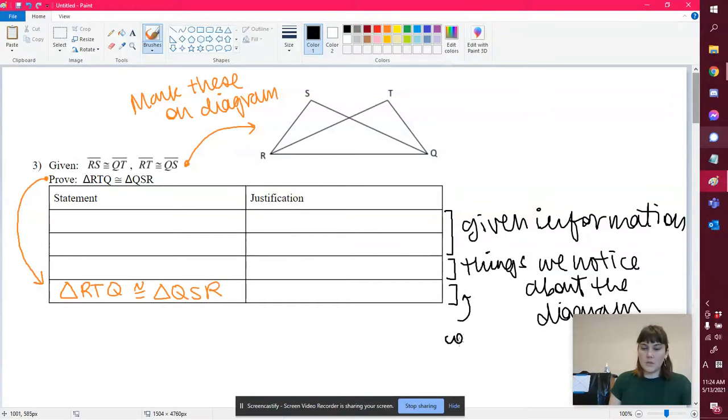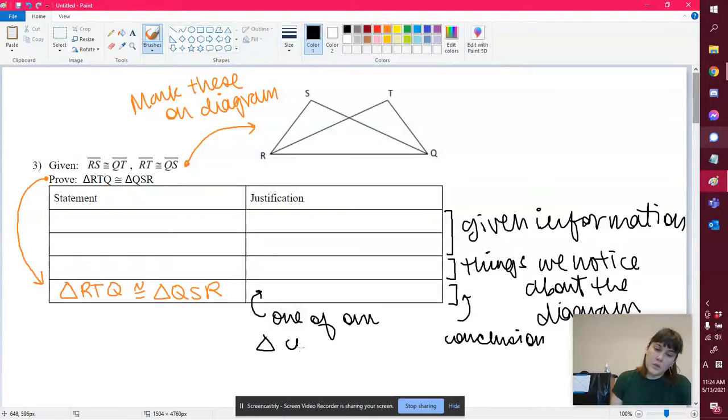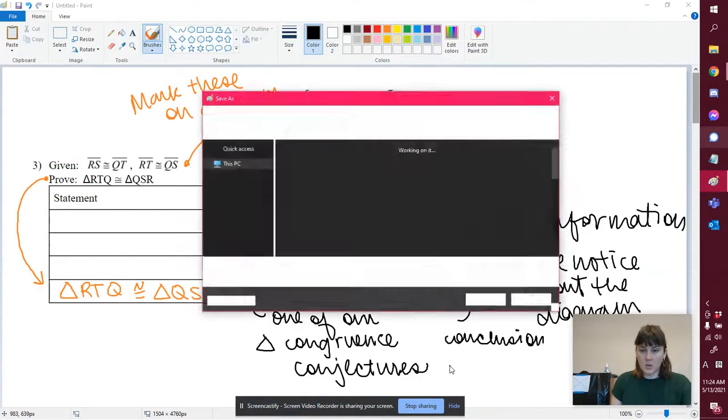This is our conclusion. For us, this is going to be a triangle congruence statement, and this is going to be either side, side, side, angle, side, angle, angle, angle, side, or side, angle, side. So one of our triangle congruence conjectures.